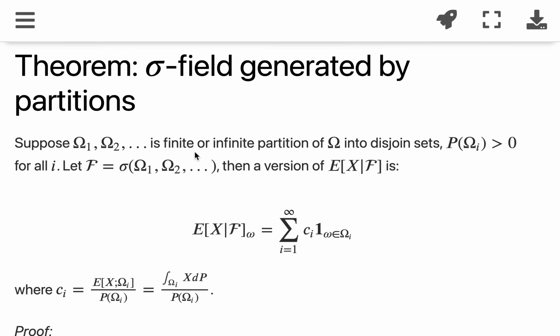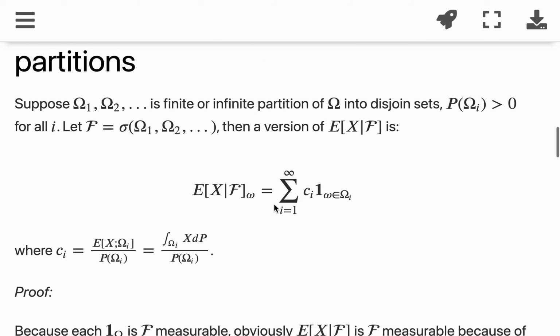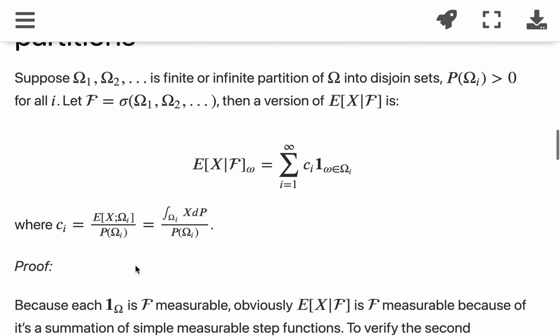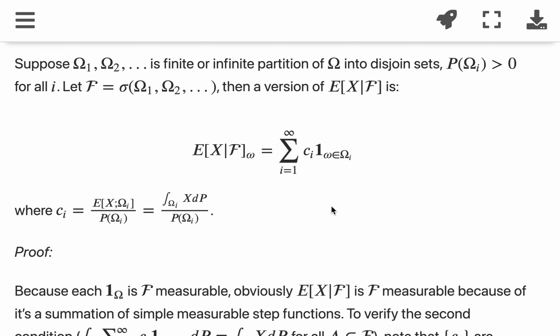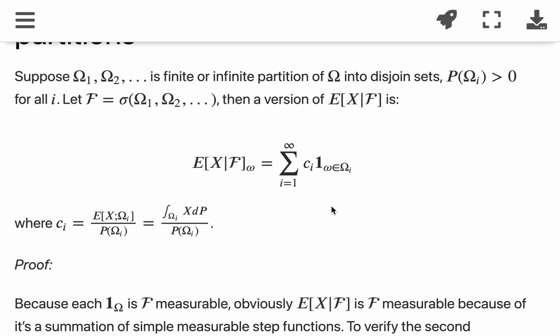The first thing we're going to talk about is this representation for such a sigma field F, which is a summation of constants ci times the indicator of omega i, where ci is the expected value of X, or the integration on omega i, divided by the probability of omega i. So why is this our candidate for the conditional expectation? Let's prove that. But before that, let's see what it means.